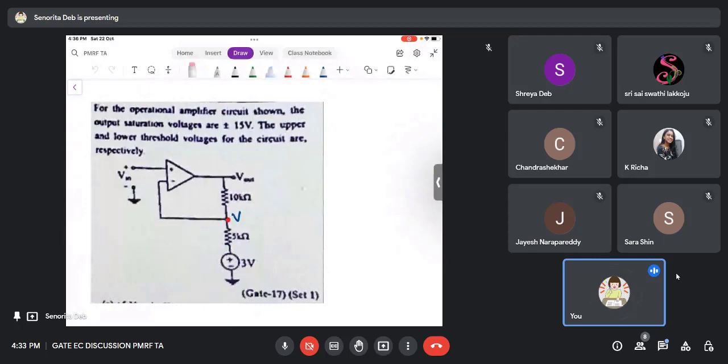So again, you see for the op-amp circuit, they are asking the upper and lower threshold voltages, right? So what is the voltage V here? So let me redraw it.